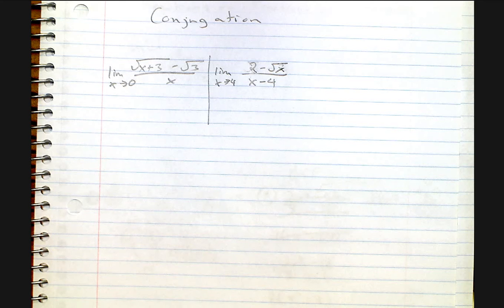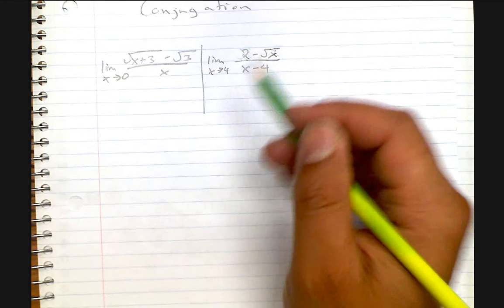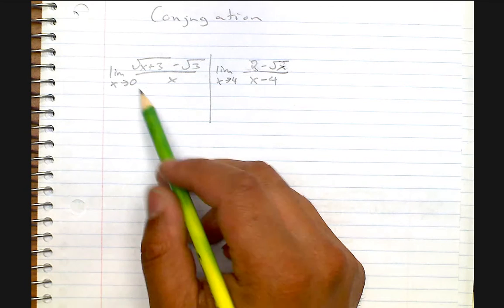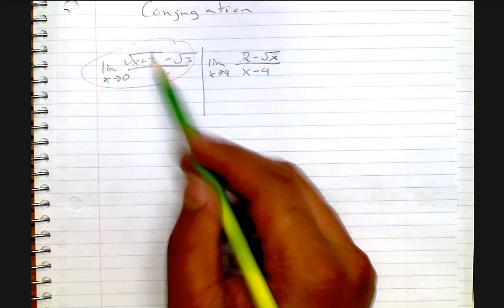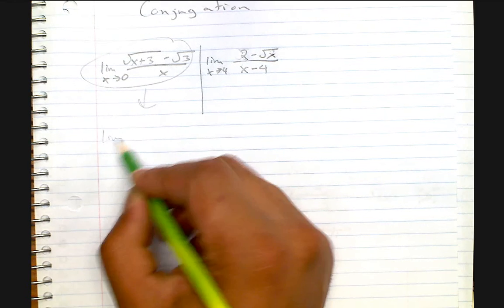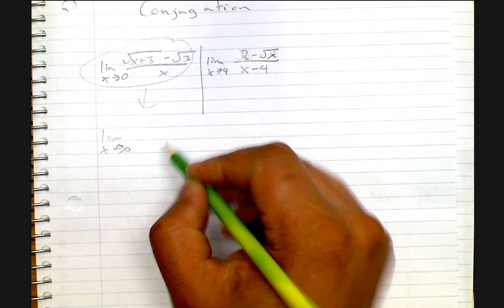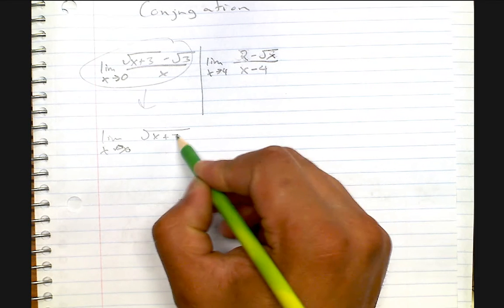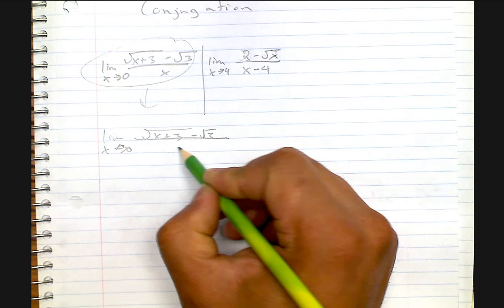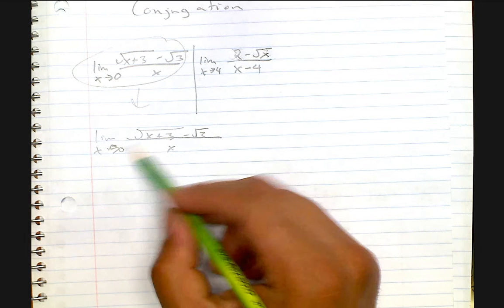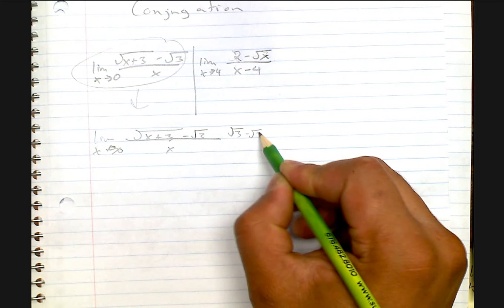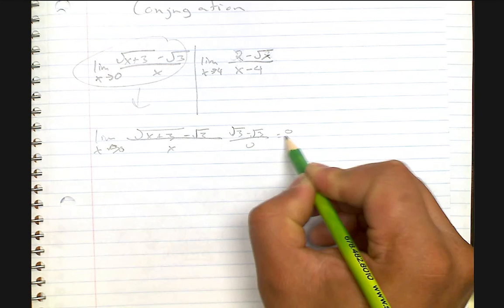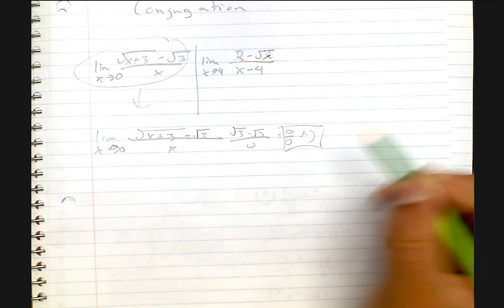Alright, conjugation, a wonderful topic. Basically, what we have here is a situation where, let's take this example right here: the limit as x approaches 0. As we do our direct substitution, we realize it ends up being square root of 3 minus square root of 3 over 0, which equals 0 over 0. Another situation where the answer is hidden.